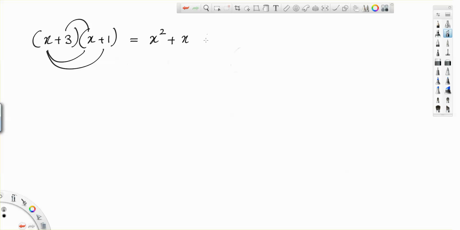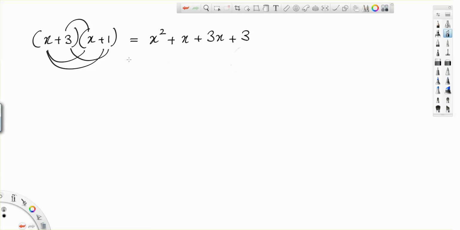x plus 3 times x plus 1. Okay, so if we expand that, I'm going to go x times x equals x squared. We'll go x times 1 is x. 3 times x is 3x. And then 3 times 1 is 3. Alright, so I get an x squared term, I get some x terms, and I get a constant term, 3.